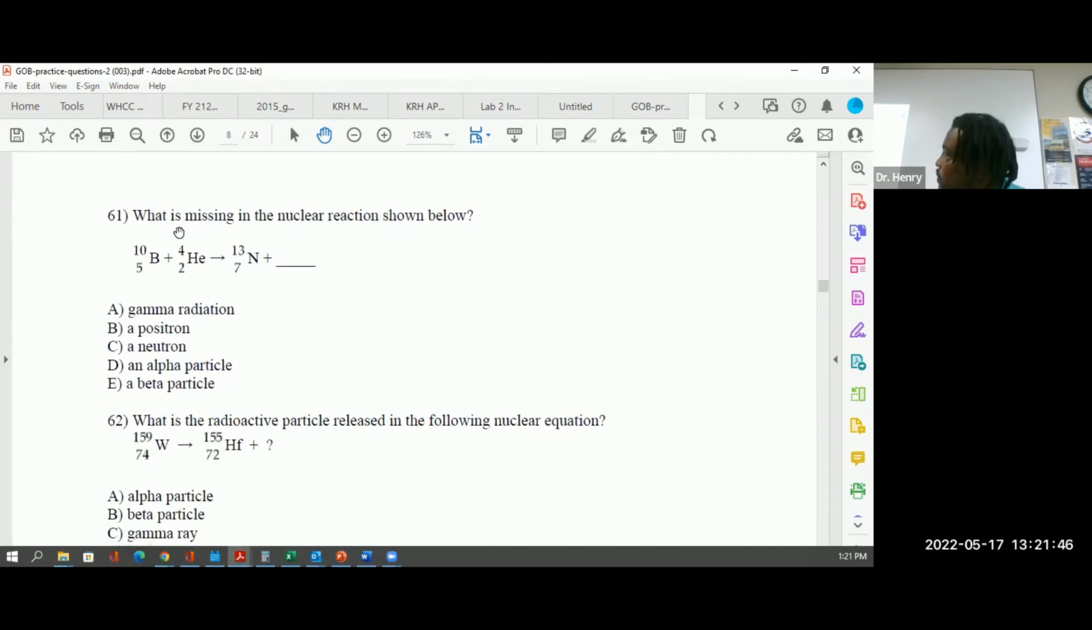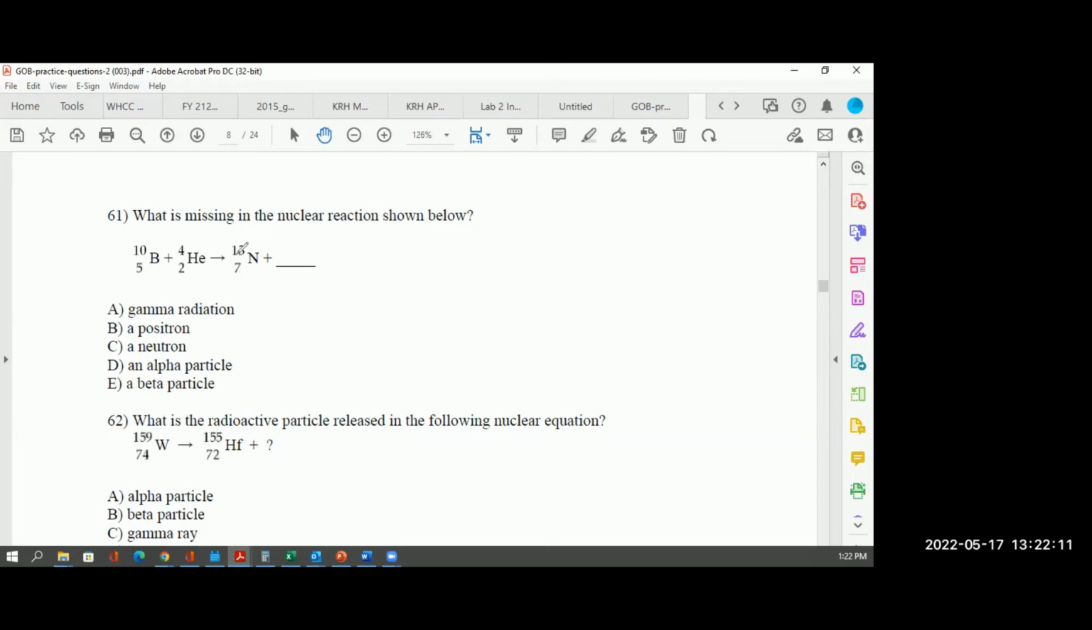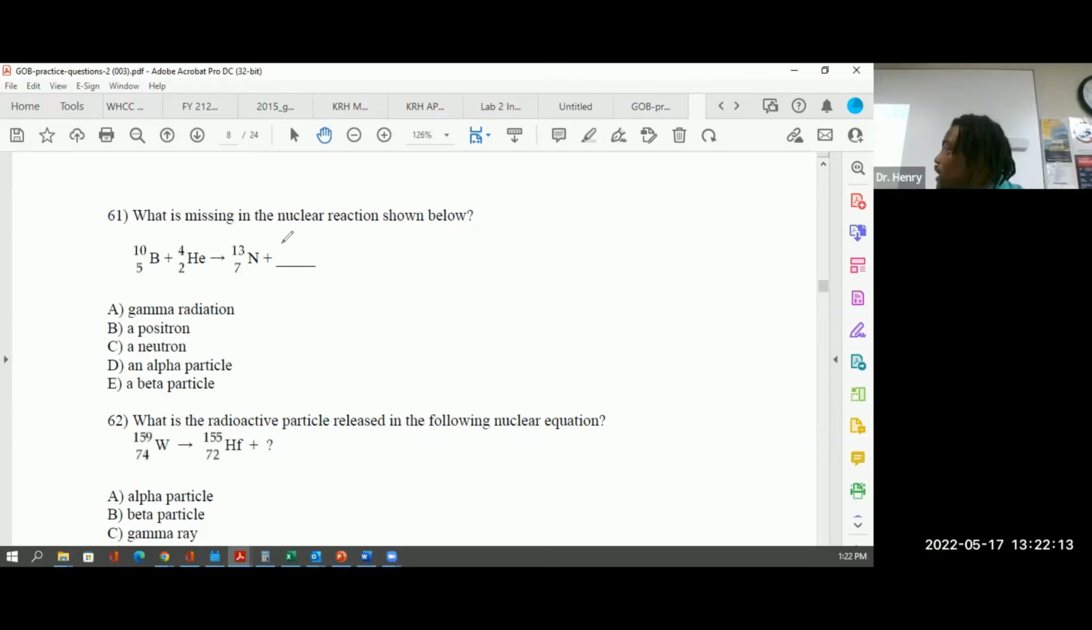Okay, so what is missing in the nuclear reaction shown below? Now, the way that we would do this calculation is these have to add up to what's on the other side, right? So what are we missing up here? Missing a 1 to make it 14. Okay, so how can I get 1 up top?